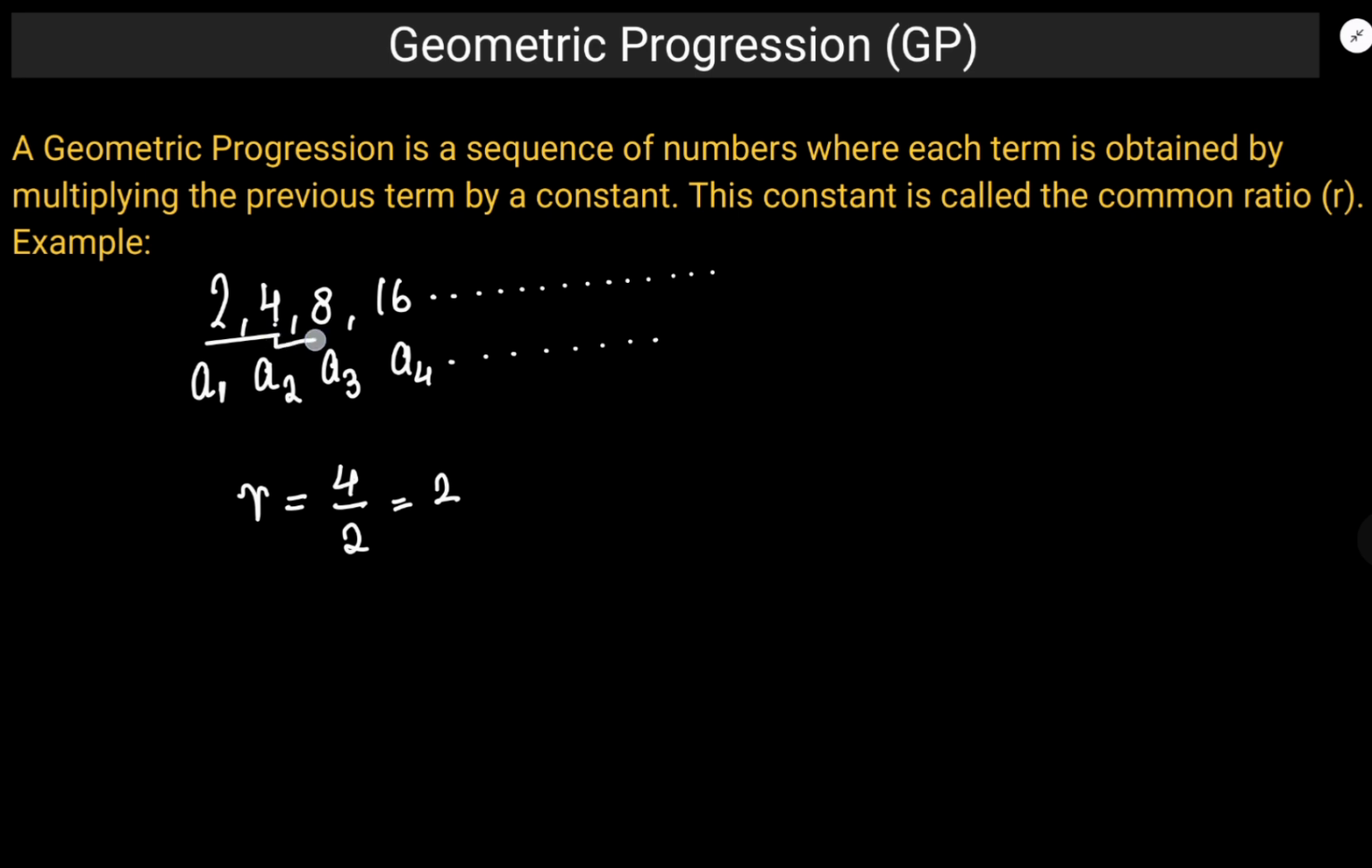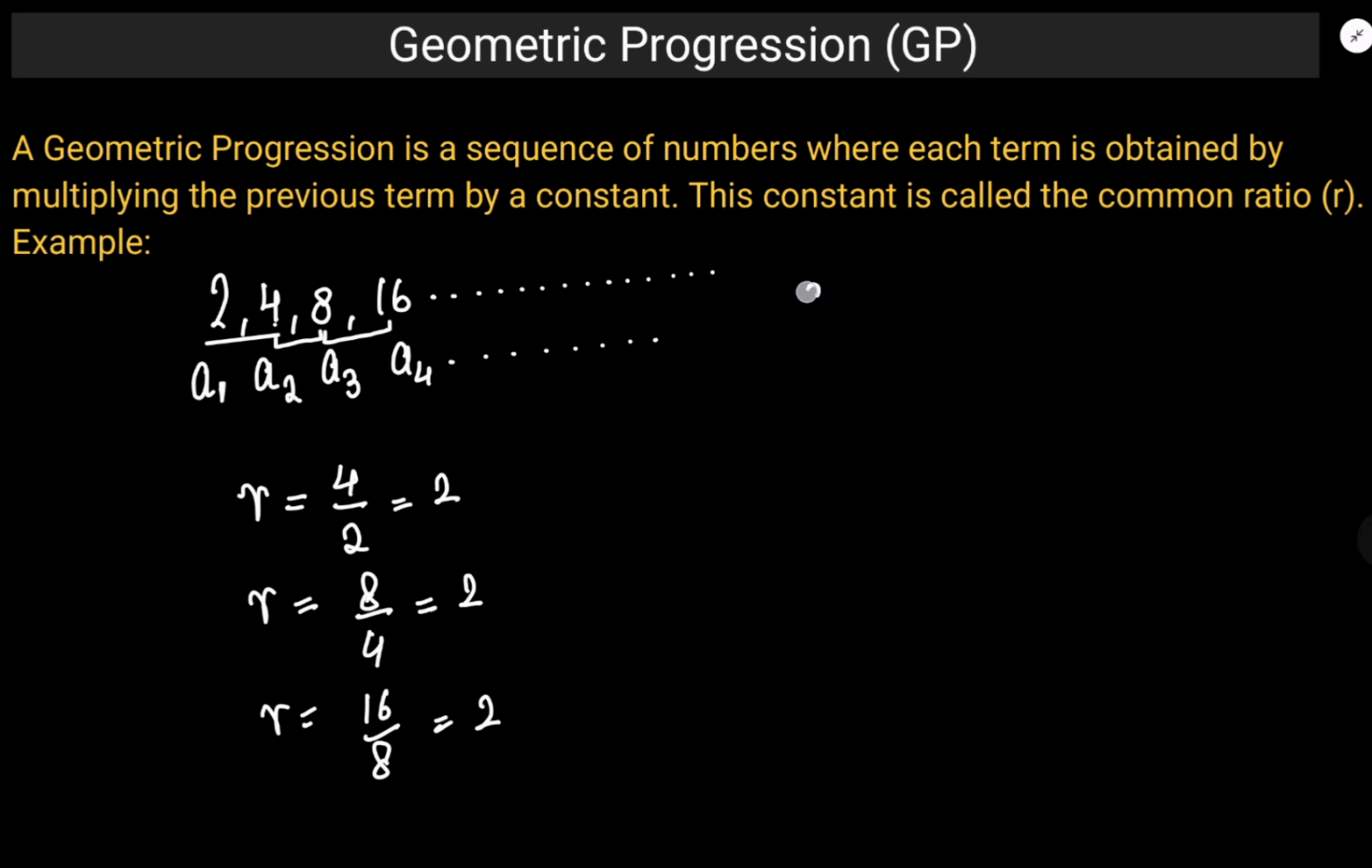And then when you see A2 and A3, what is R? 8 by 4 is equal to 2. Then what is this? 16 by 8, that is 2. So if you notice, the ratio is the same, R is the same. This is called the common ratio. Like in AP, we had the common difference between each consecutive term. Here we have the common ratio.